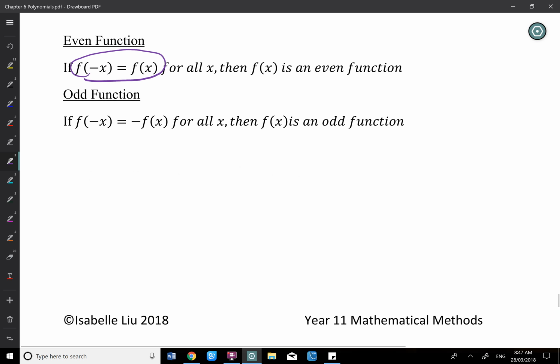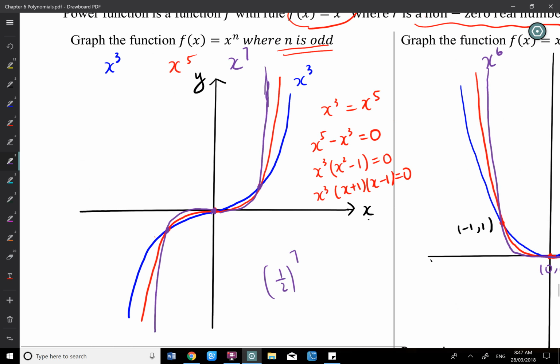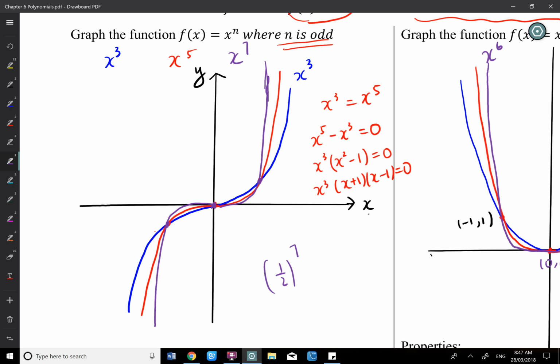So what's an odd function? An odd function is symmetrical about the origin. Those graphs are called symmetrical about the origin. You can rotate the graph about the origin to get the other half, rotated.